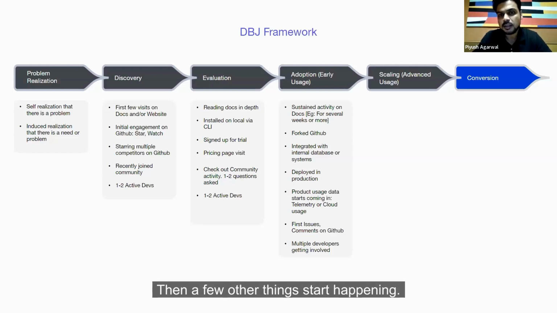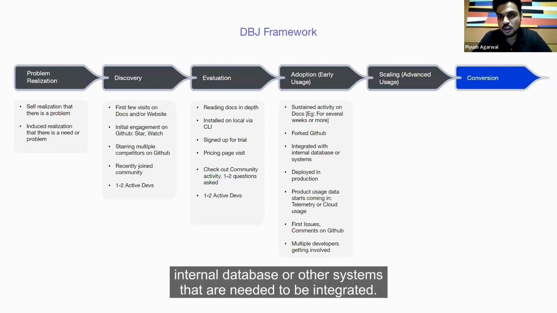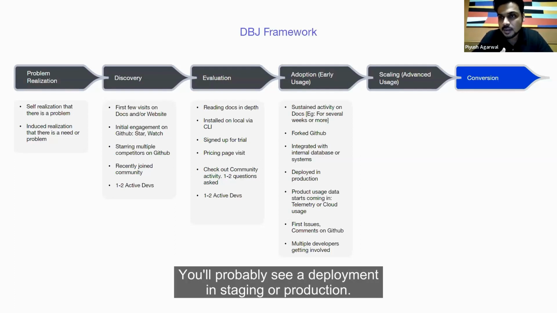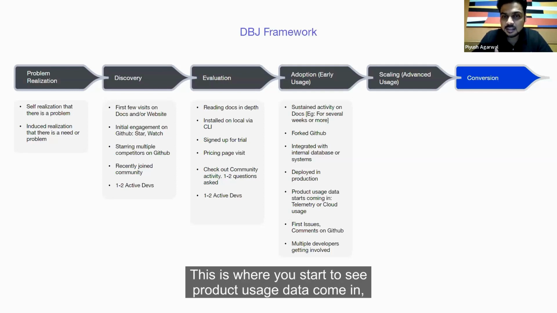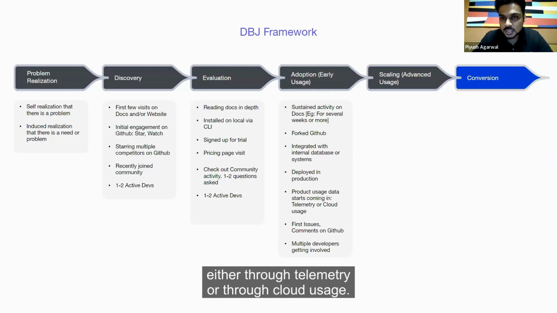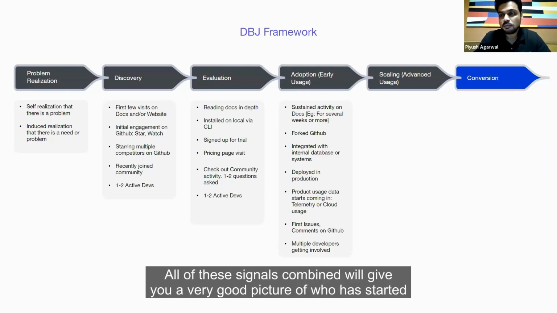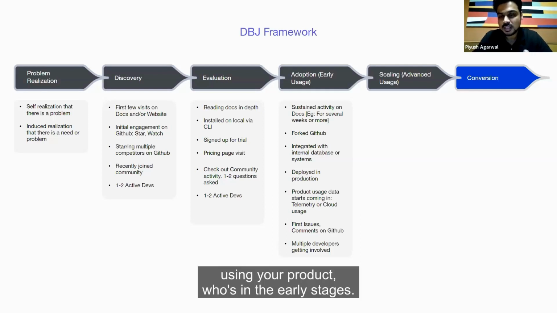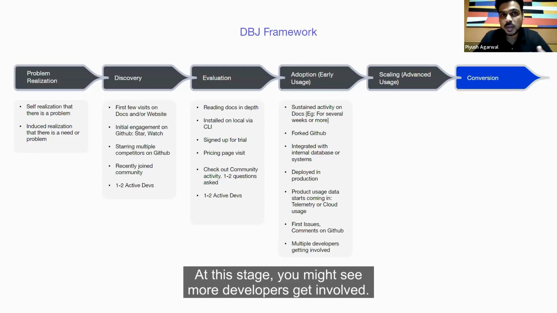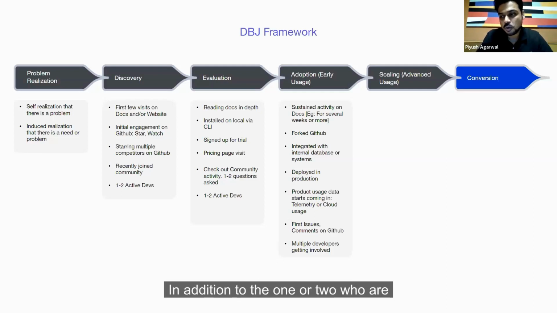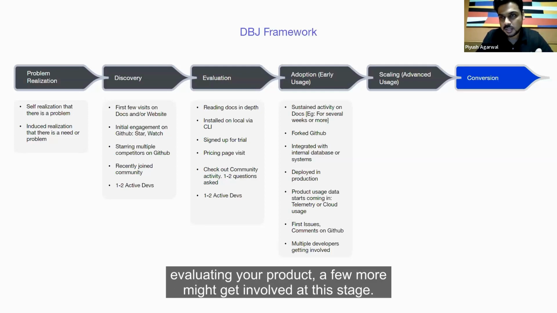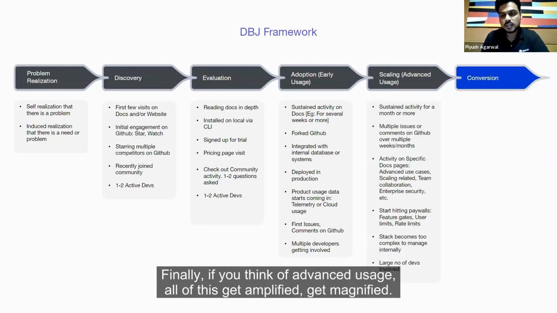And then a few other things start happening. The first few integrations happen here. They might do integrations with their internal database or other systems that need to be integrated. You'll probably see a deployment in staging or production. And this is where you start to see product usage data come in, either through telemetry or through cloud usage. All of these signals combined will give you a very good picture of who has started using your product, who's in the early stages. At this stage, you might see more developers get involved. In addition to the one or two who are evaluating your product, a few more might get involved at this stage.